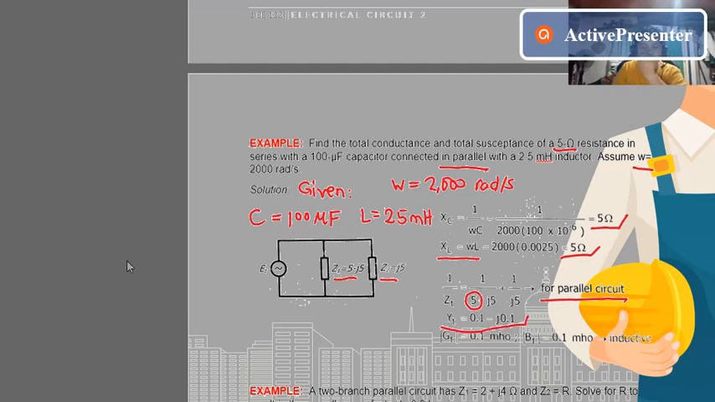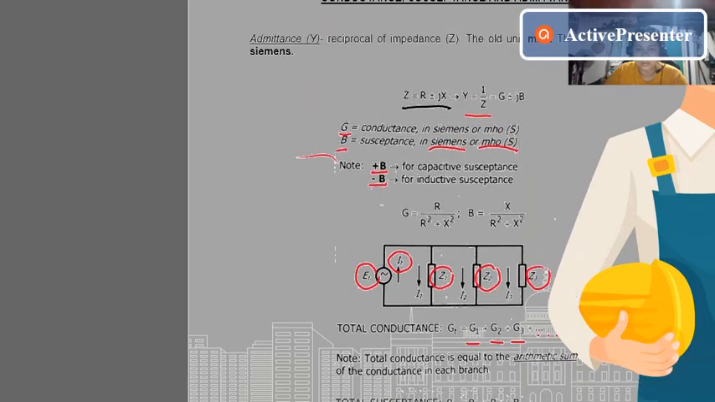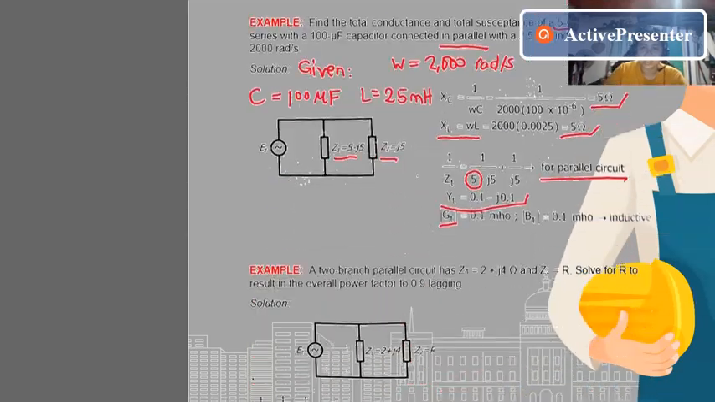So therefore, as we said above, this is our GT. So admittance is also equal to j.